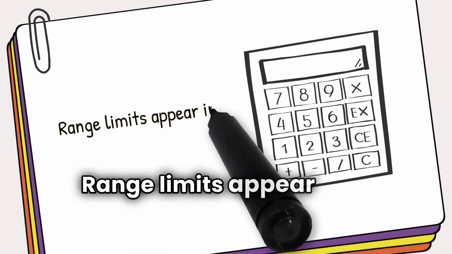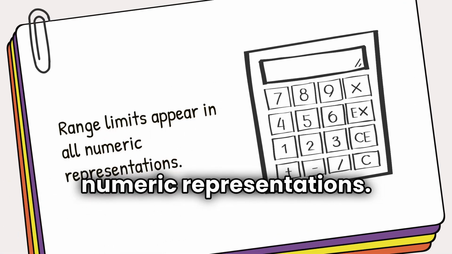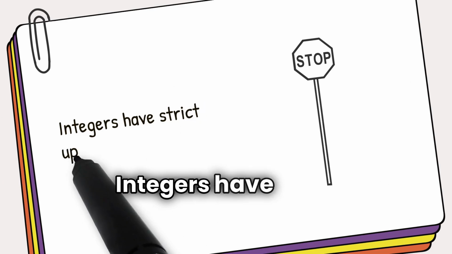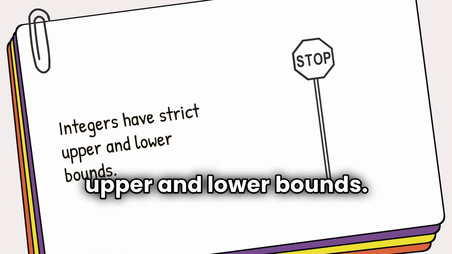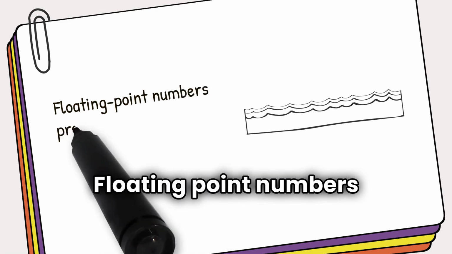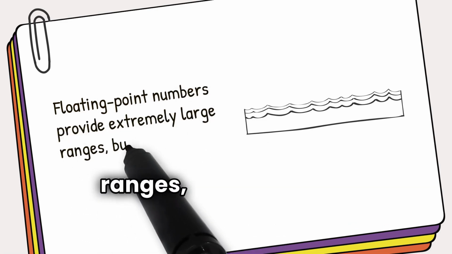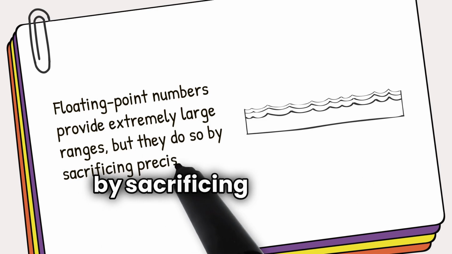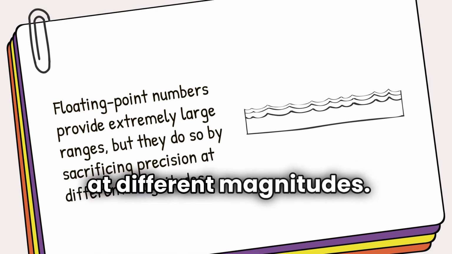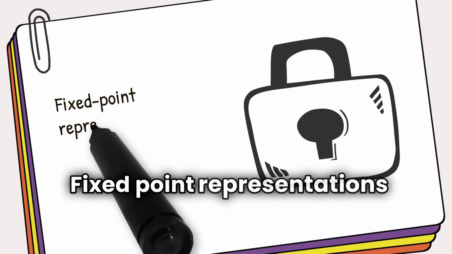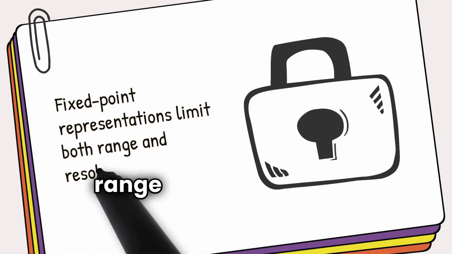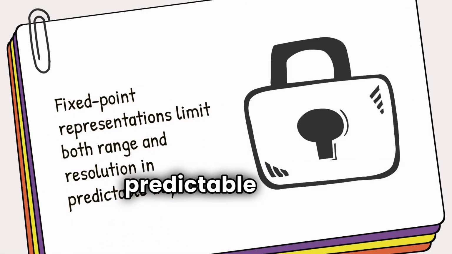Range limits appear in all numeric representations. Integers have strict upper and lower bounds. Floating point numbers provide extremely large ranges, but they do so by sacrificing precision at different magnitudes. Fixed point representations limit both range and resolution in predictable ways.